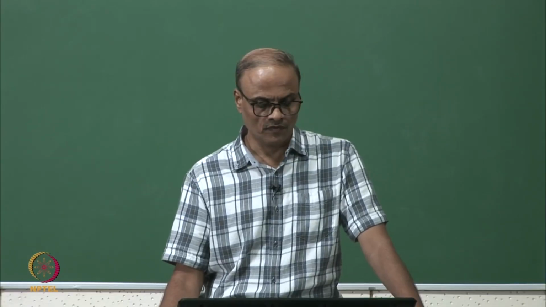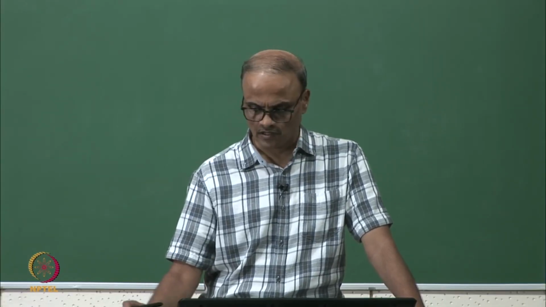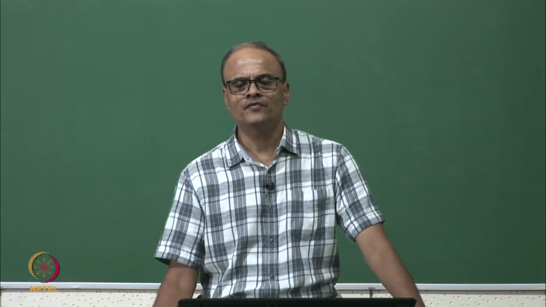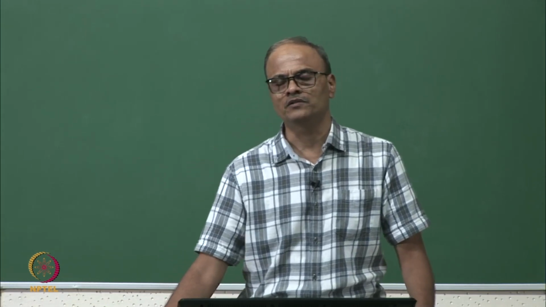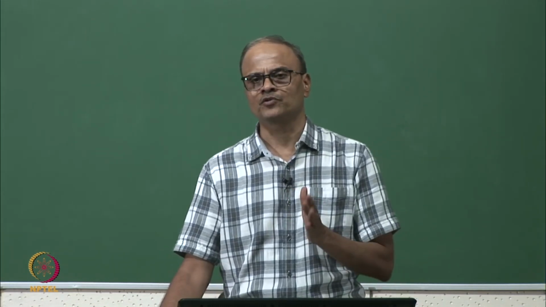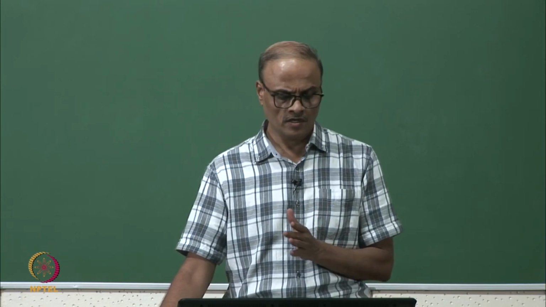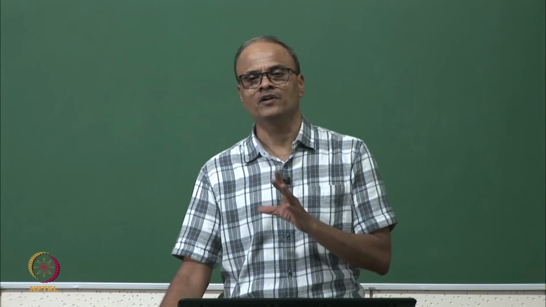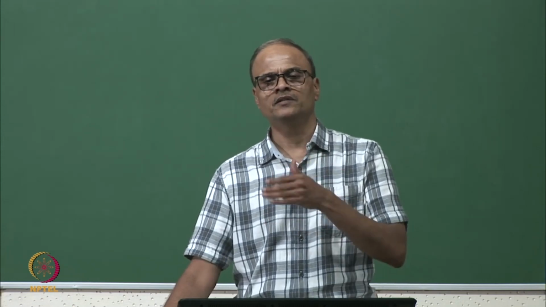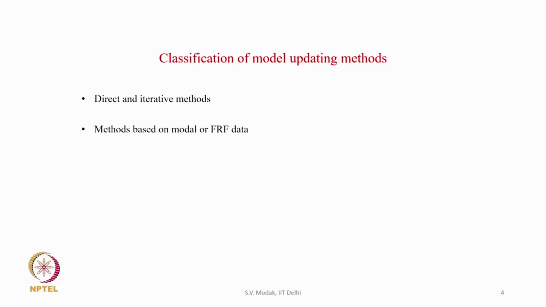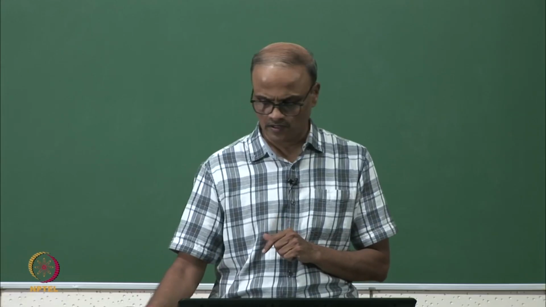Let us now look at the different ways model updating methods can be classified. The first classification is based on direct and iterative methods. Direct methods are one-step procedures; they do not require iteration. The iterative methods, on the other hand, perform changes in the updating parameters so as to improve the correlation in one step, and then these iterations are repeated till the correlation becomes acceptable. This is the most basic classification of model updating methods.